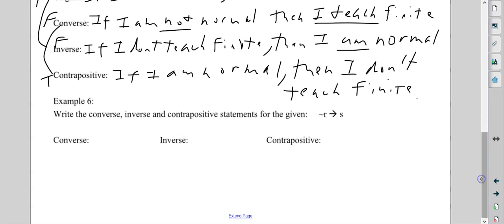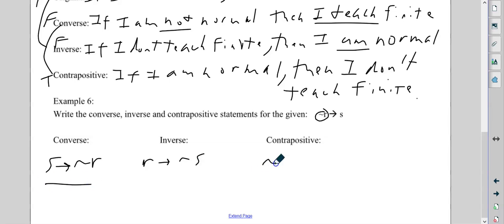All right, lastly, we're just going to practice these. So, if not R, then S. Remember, this is a negative statement, just like we had not normal in our original. So the converse is just switching them. So that's if S, then not R. The inverse is negating the original in the same order. So the opposite of not R is R, then not S. And the contrapositive, remember, negates both of those. So S becomes not S, then R, because negating not R is just R. And that's it.